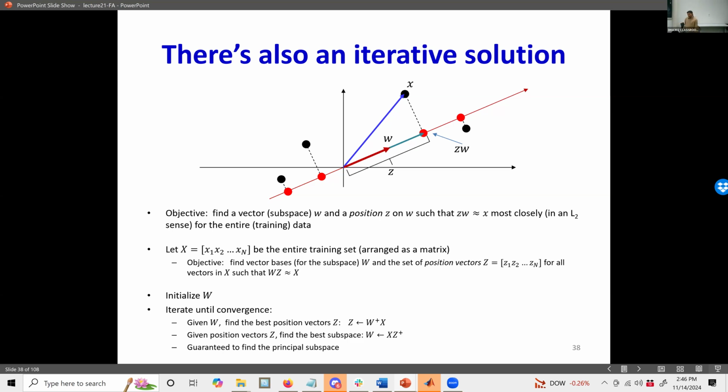So how many solutions will it have? One. It's going to have a unique solution, right? So that means that it doesn't matter how I go about it, as far as the product WZ is concerned. Any kind of iterative solution which keeps reducing this error is going to give me the same solution, right? It's going to give me the same subspace. So let's say I give you Z.